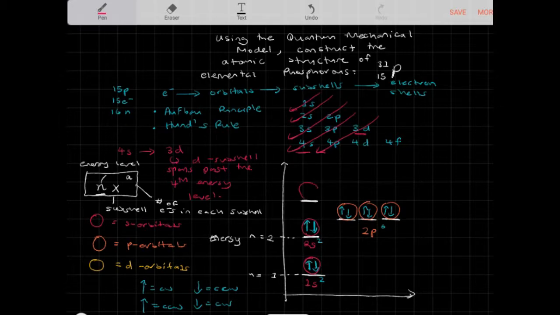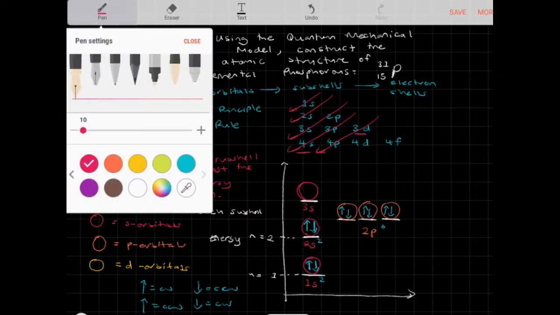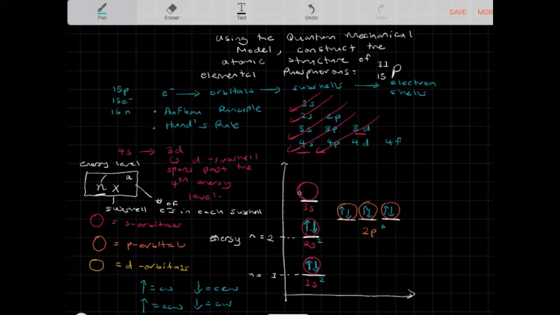Okay, so this is the third shell. So this is the 3s subshell, right? And in the third subshell, we're going to fill 2 electrons, right? We will spin pair that.